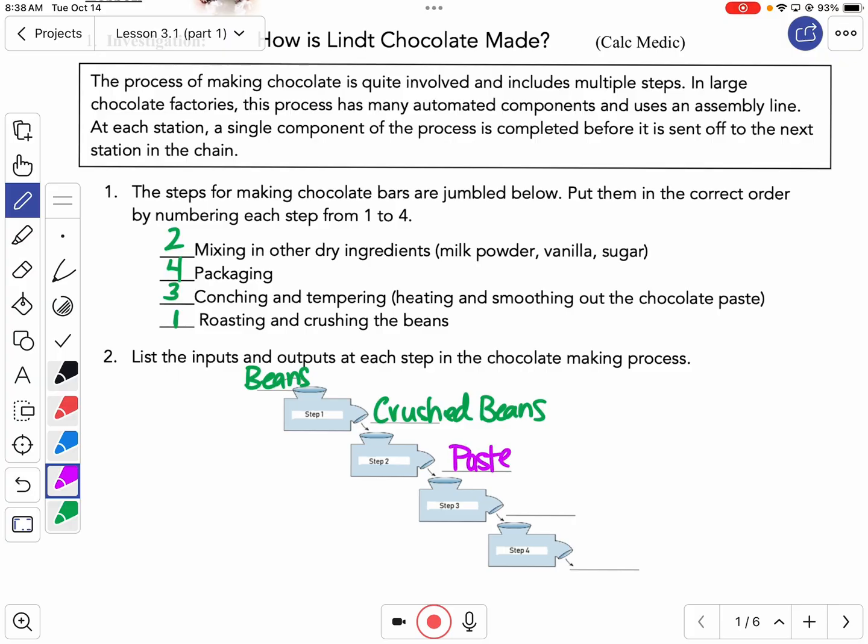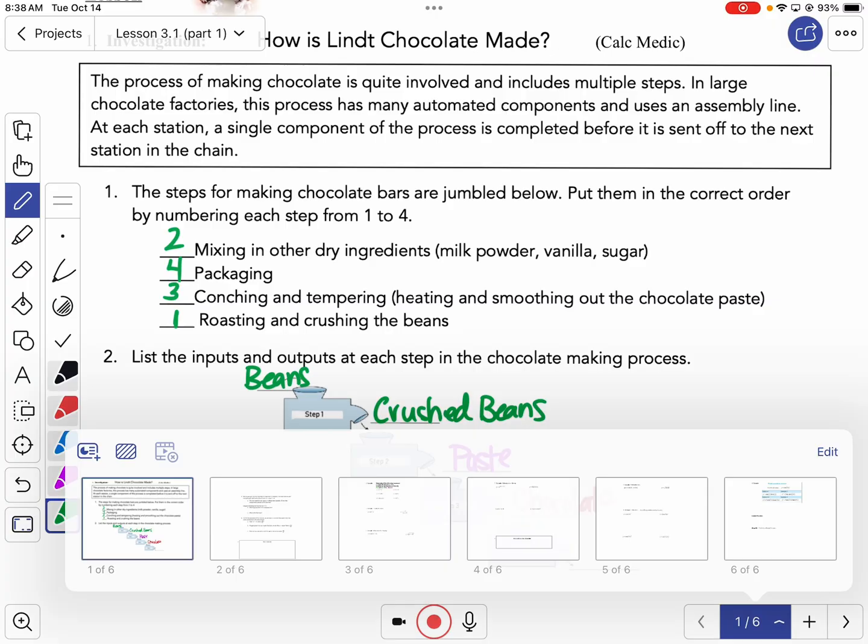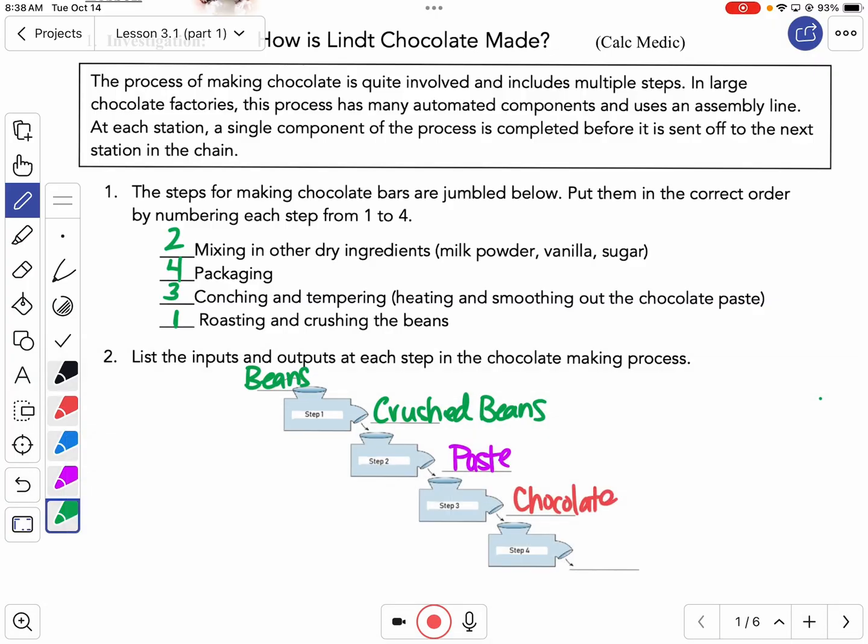Okay. And then they add in all the other ingredients. That leads me to some chocolate. And then the last thing they would do would package it. It's what we see when we purchase it. It would actually be our chocolate that we purchase.